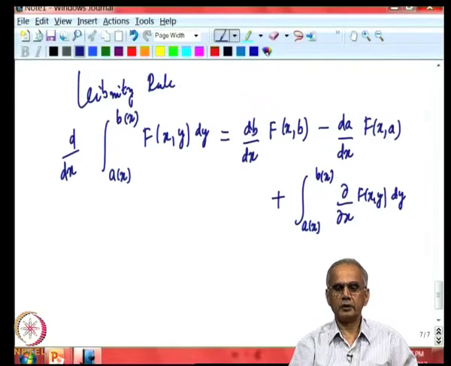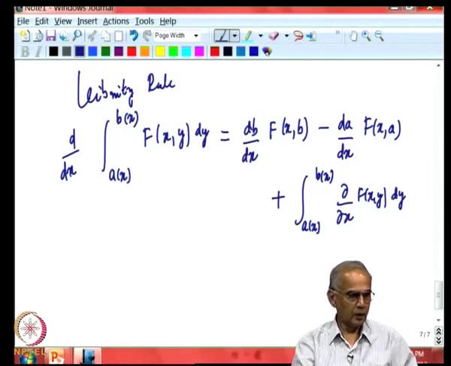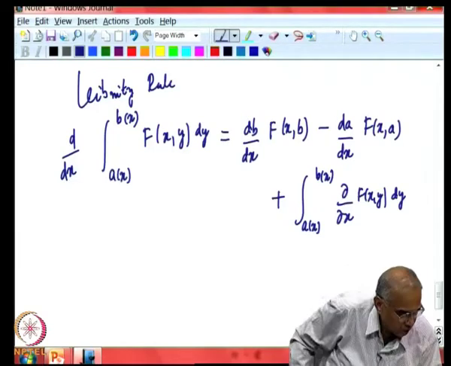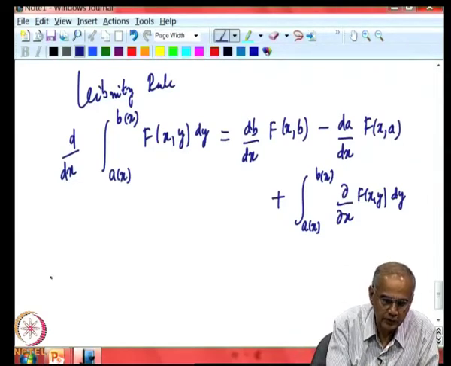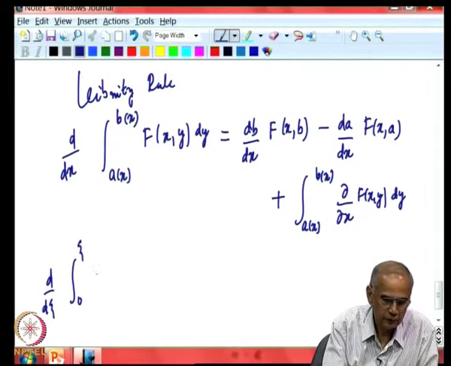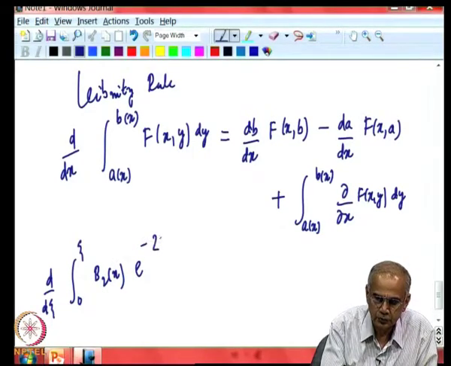Many of you may have done it because you may have dealt with limits which are independent of x, in which case these two terms drop out and you are left with this. This all of you are familiar with, but many of you may not be familiar with the situation where the limits of the integral are not constants, but functions of the outside variable. Now, let us apply that to one of the examples. Suppose I want to know what is d by d psi of the integral from 0 to psi of b2 of eta e to the power minus 2 (psi minus eta) d eta. What is this?